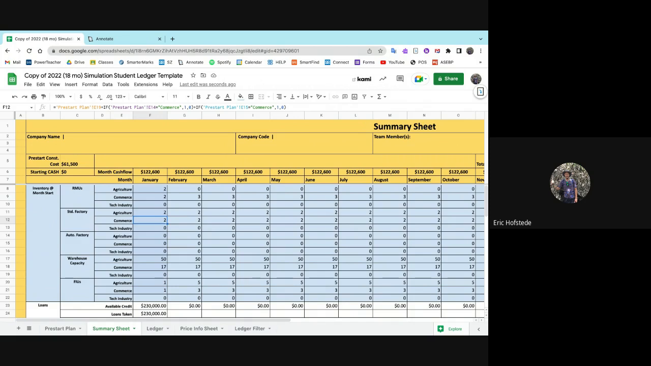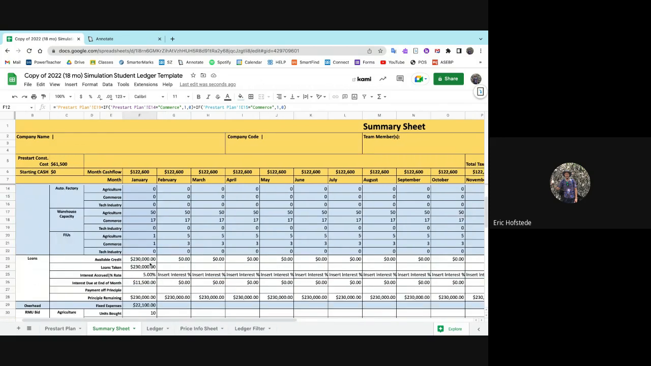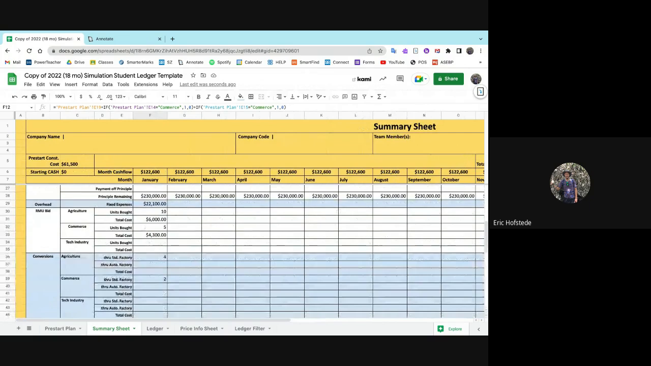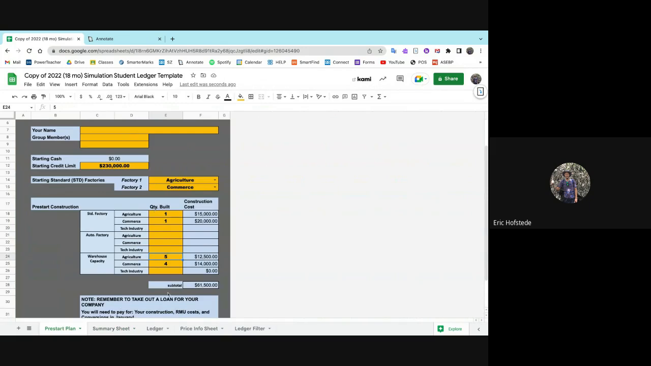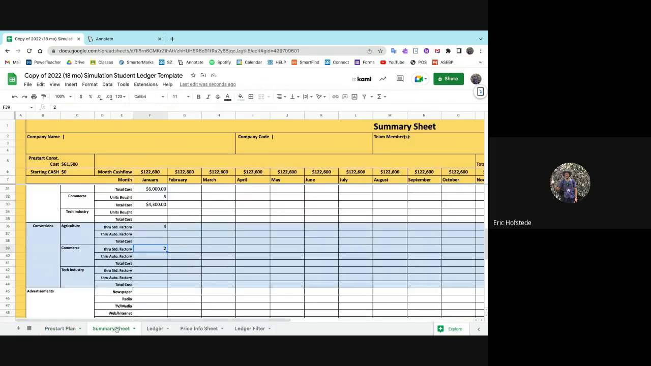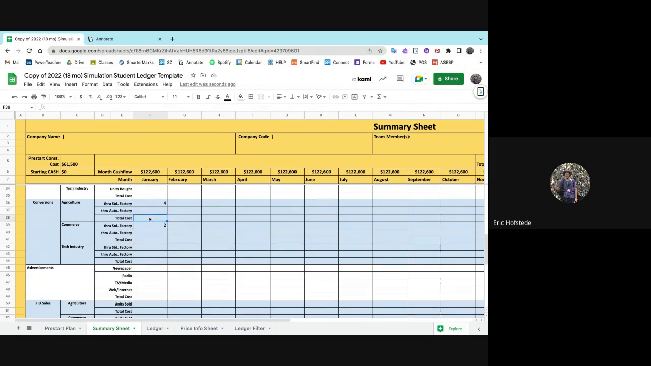That's why it's really important in your pre-start plan to come up with a game plan for how much capacity your factories are going to have, how many conversions you're going to be able to do. A lot of math and strategizing in that pre-start plan, which I apparently didn't do a great job of here. Better luck next time. All right, so I did 2, and I need to actually figure out what that costs.